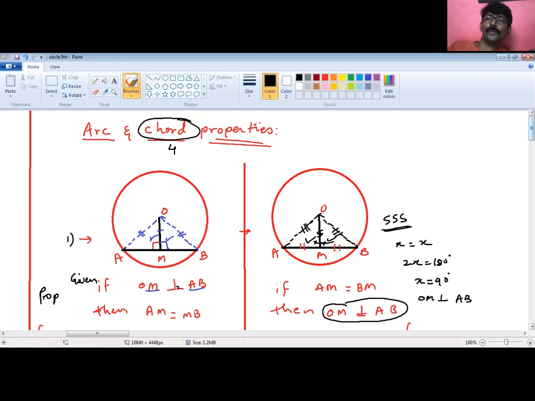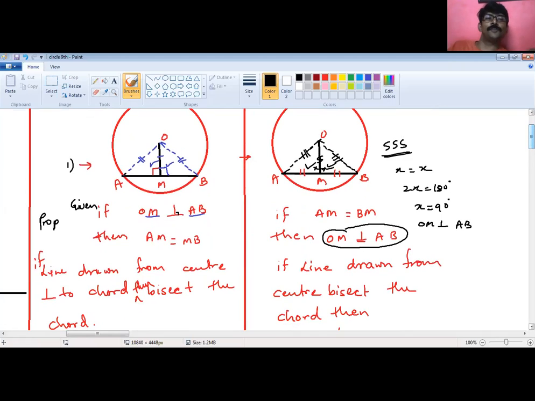Let me give you the explanation of property number 1. What is given in property number 1? OM is perpendicular to AB. This is given to you. Then what do we have to prove? AM is equal to BM. That is what we have to prove. Now how to prove that, and what exactly is the property, you'll have to write it down quickly in your book, guys. The property is: if a line drawn from the center is perpendicular to the chord, then it bisects the chord. Now how to prove this?